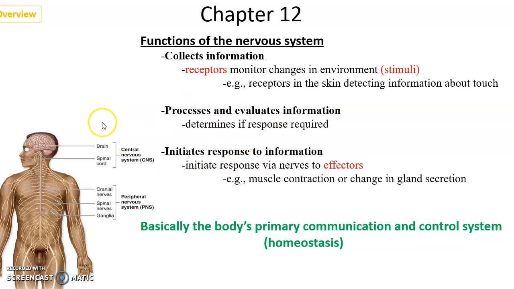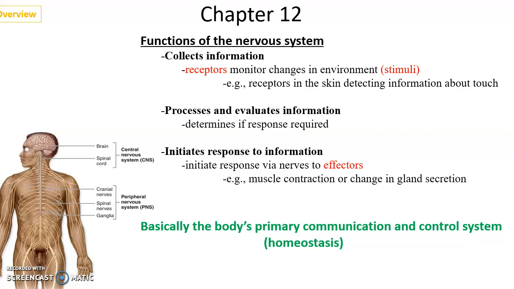And then the third big category is, if a response is needed, to initiate that response, to send out commands to structures called effectors. So initiating responses via nerves to the effectors. This can include causing muscle tissue to contract and or causing glands to either start secretion or stop secretion. So the main effectors are muscle tissue and glands.